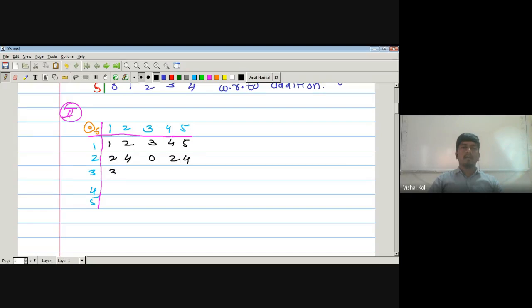3 into 1, 3. 3 into 2, 6, which is 0. 3 into 3, 9. 9 divided by 6, remainder will be 3. 3 into 4, 12. Its value is 0. 3 into 5, 15, and value will be 3. 4 into 1, 4. 4 into 2, 8. 8 divided by 6, remainder 2. 4 into 3, 12, 0. 4 into 4, 16, 4. 4 into 5, 20, which is again... sorry, 2.